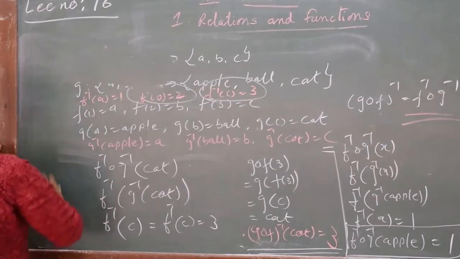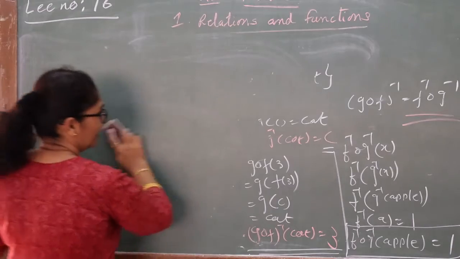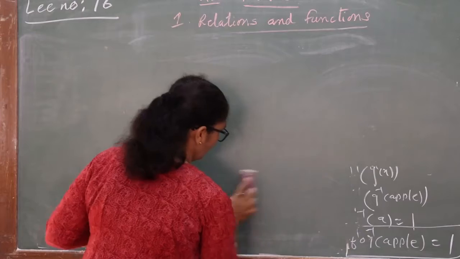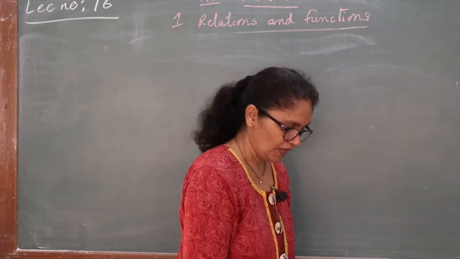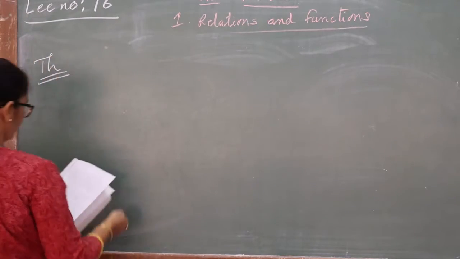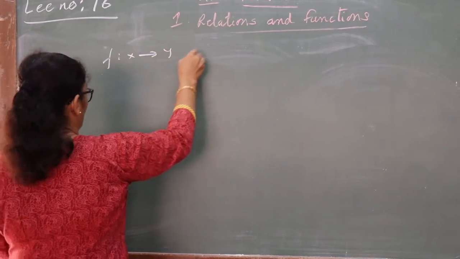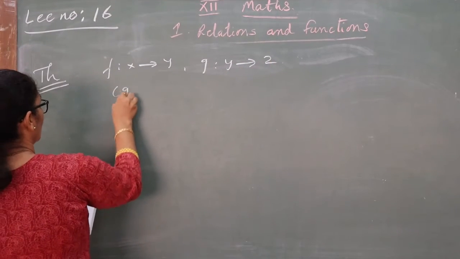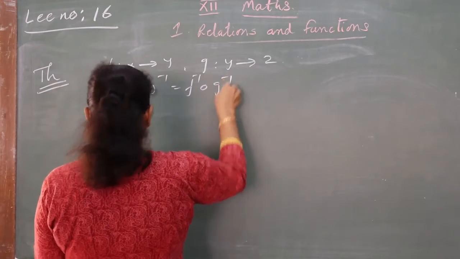Okay. Now we continue with our next part. We have to prove the same as a theorem. Just now we have proved it as a sum, with an example. Now we have to prove this as a theorem. Your next theorem: given a function F from X to Y and another function G from Y to Z, both invertible, you have to prove G over F inverse equal to F inverse over G inverse.